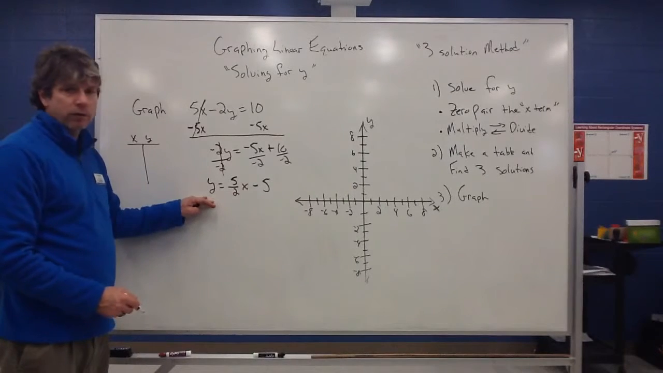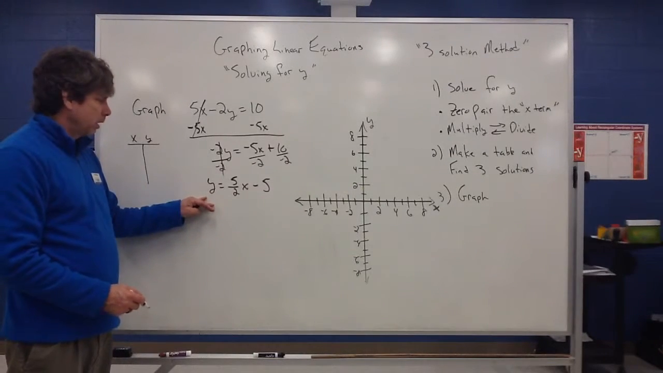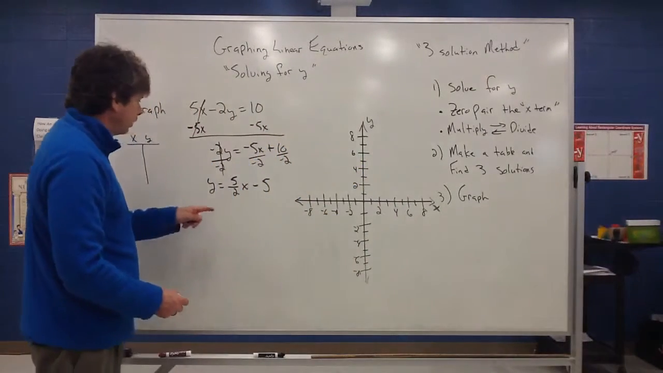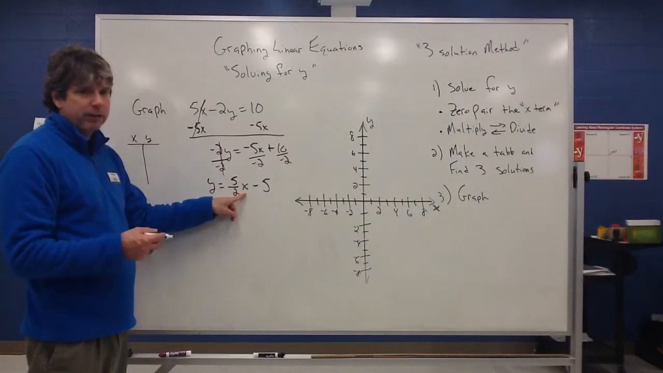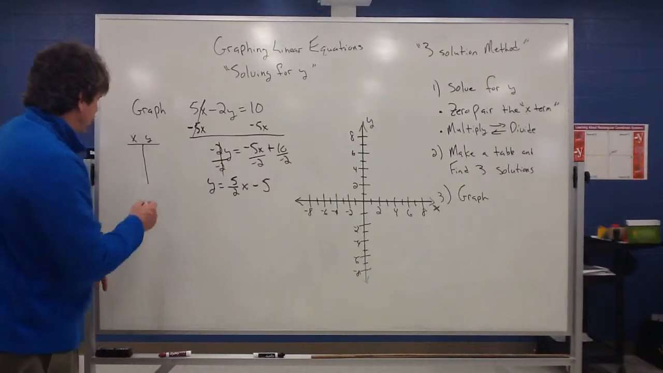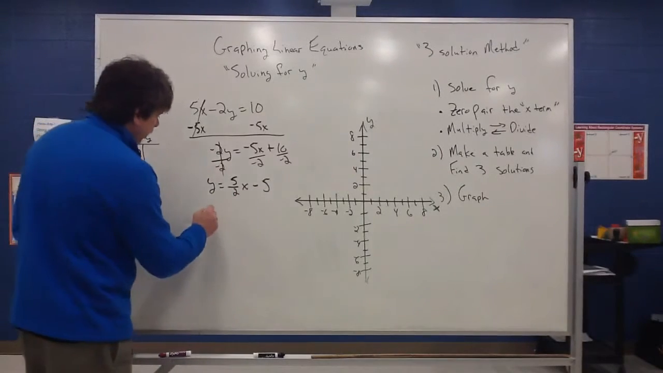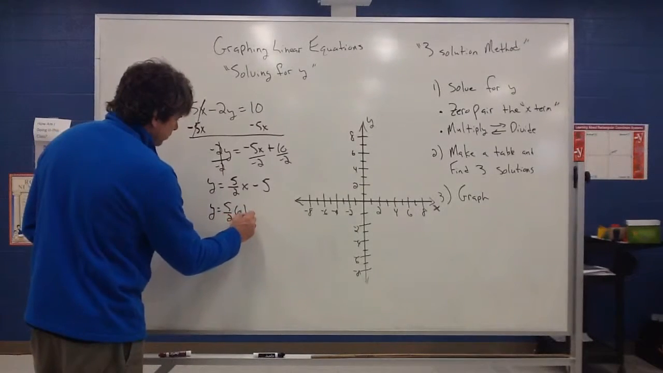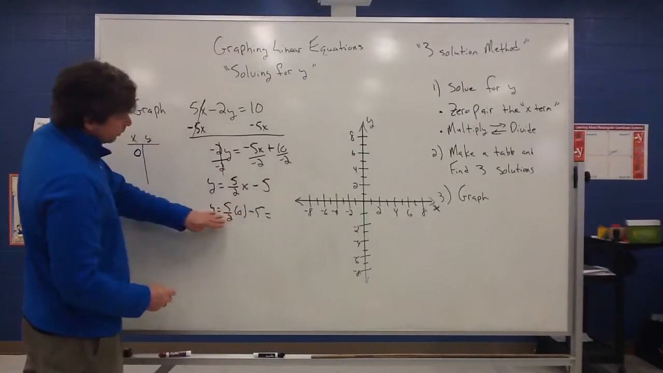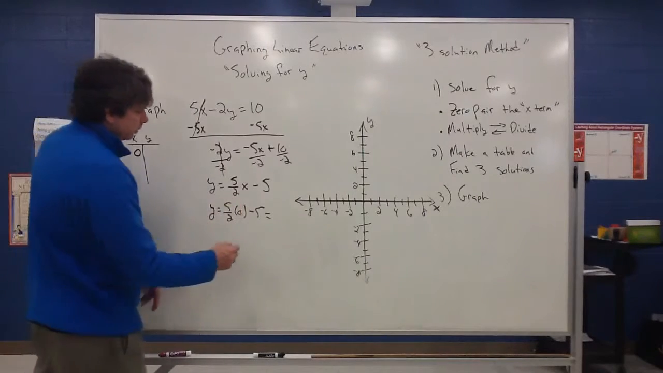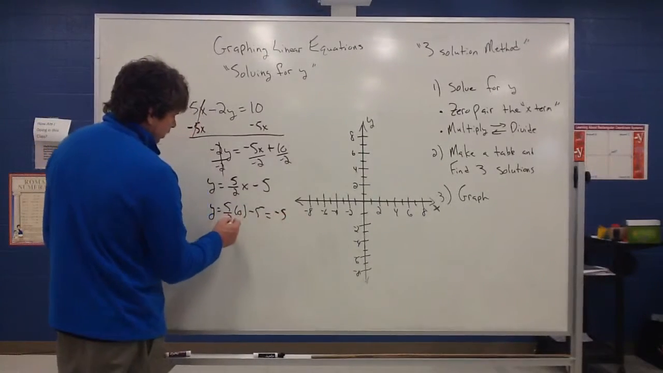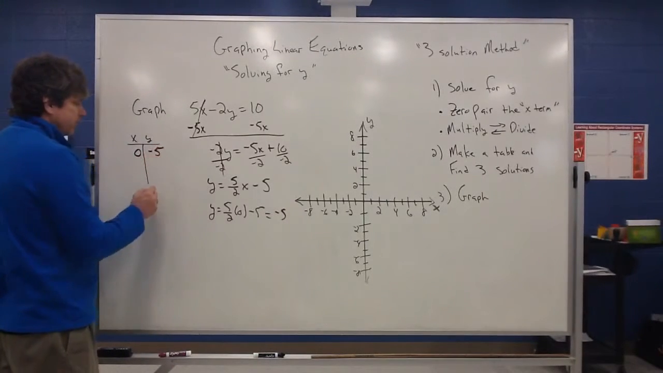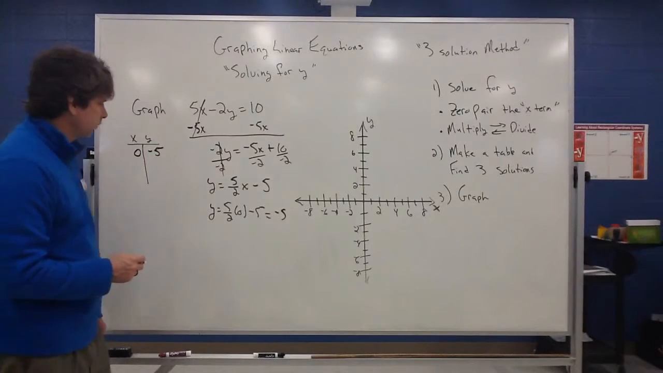So I've achieved my goal of solving for y. Now I want to make my table. To make my table, let's pick easy values. 0 is always good. Put 0 in. We have y equals 5 halves times 0 minus 5. So 5 halves times 0, 0 is out, so negative 5 would be my solution. So 0 went in, I came out with a corresponding y value of negative 5, so that's a solution.